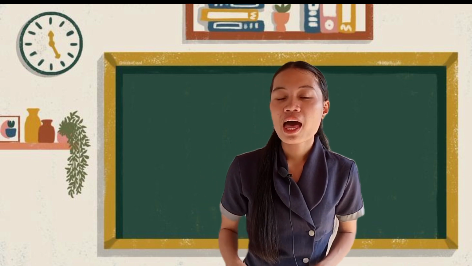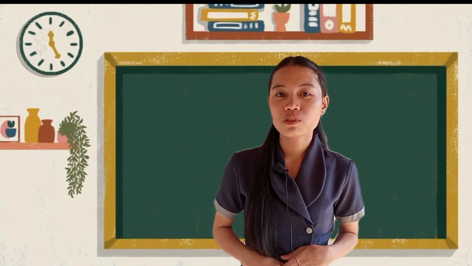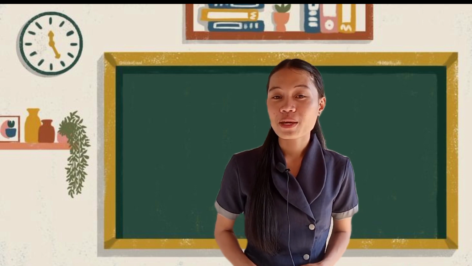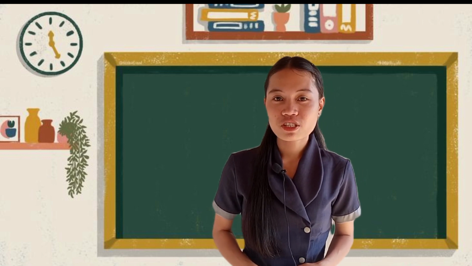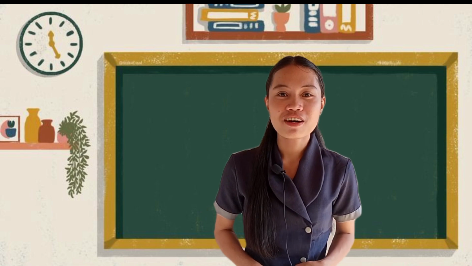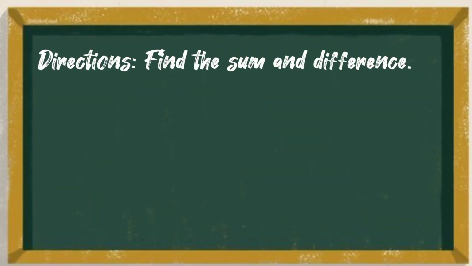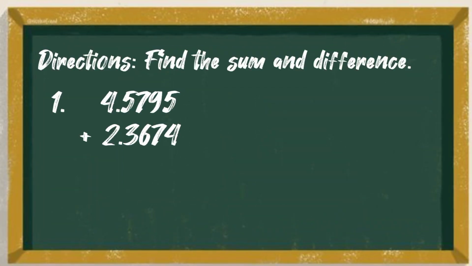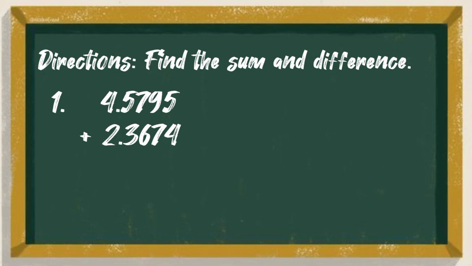And this time, I know you are so much capable to do this activity. Because of that, get 1/2 sheet of paper and answer the following questions. Directions. Find the sum and difference. Number 1. 4 and 5,795 10,000ths plus 2 and 3,674 10,000ths.